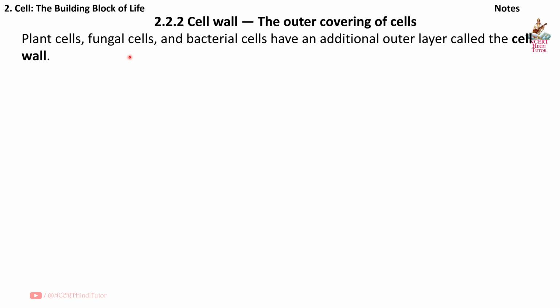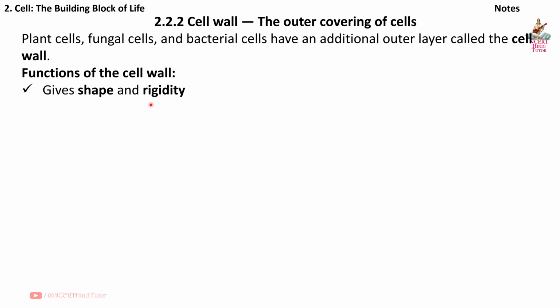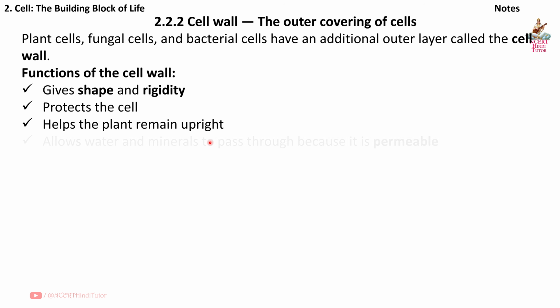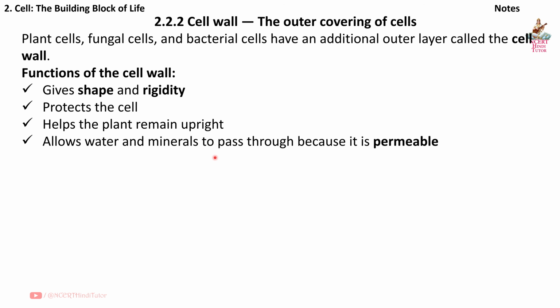2.2.2 Cell wall, the outer covering of cells. Plant cells, fungal cells and bacterial cells have an additional outer layer called the cell wall. Functions of the cell wall: gives shape and rigidity, protects the cell, helps the plant remain upright, allows water and minerals to pass through because it is permeable.